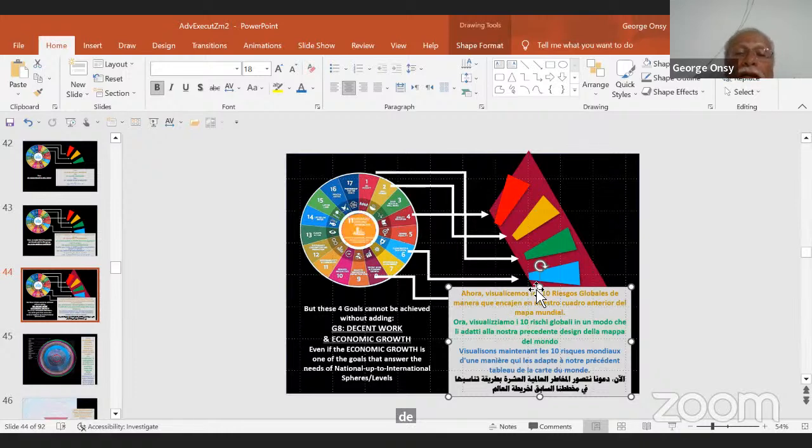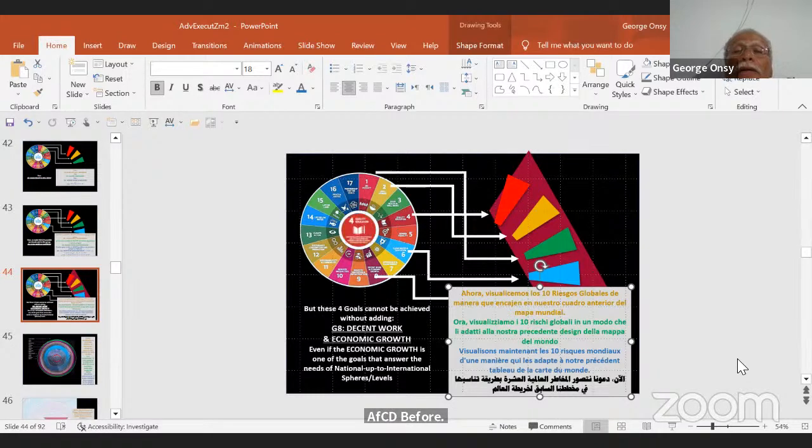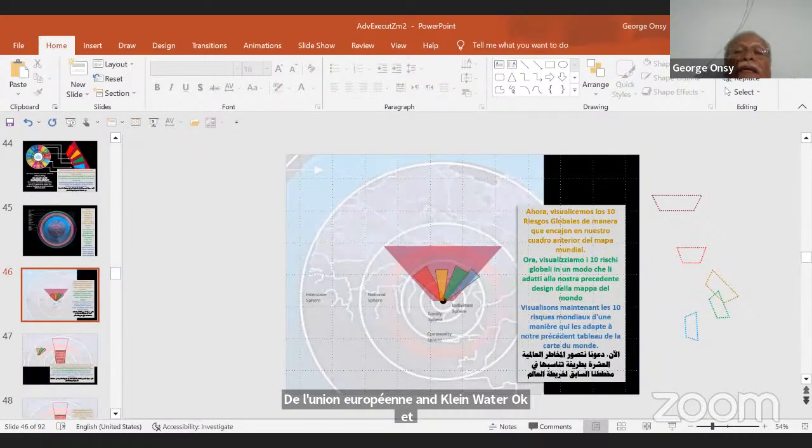a job. So even if economic growth is one of the goals that answer the needs from national up to international levels, on the individual level it is very important to cover the needs and to achieve the first 4 goals, which we have said before, the red and yellow and all that, which are hunger, poverty, health, and clean water. Okay, then we move to how to place them.